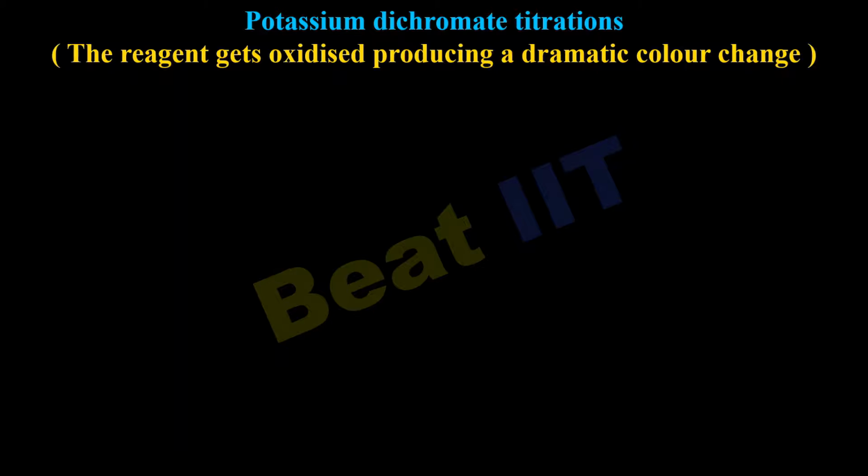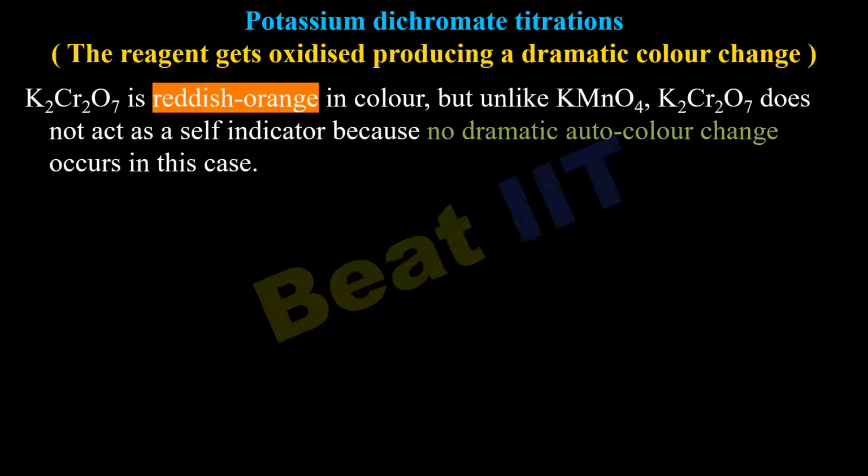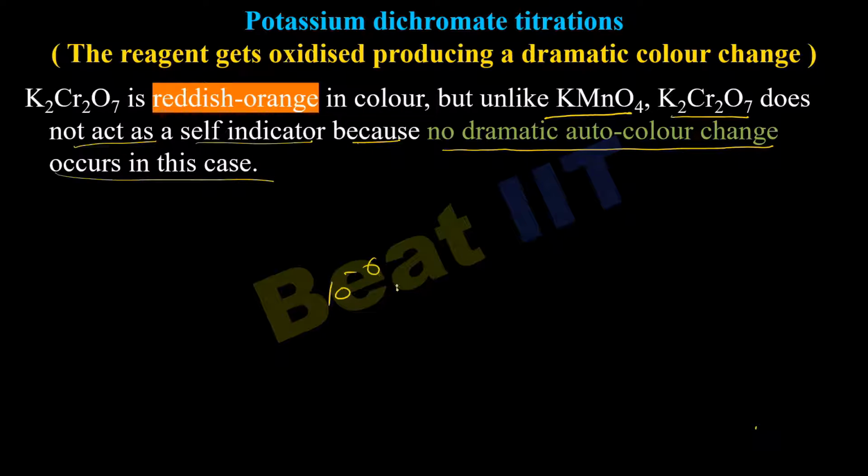Potassium dichromate is a colored compound. It is reddish orange. But unlike KMnO4, K2Cr2O7 does not act as a self-indicator because no dramatic color change takes place. In the case of potassium permanganate, even if the concentration is 10 to the power minus 6 moles per liter of KMnO4, this will result in a pink color.